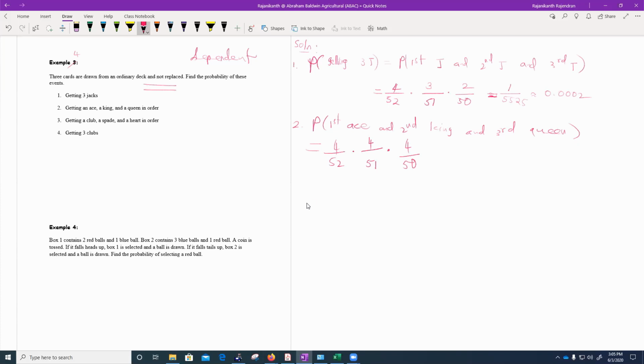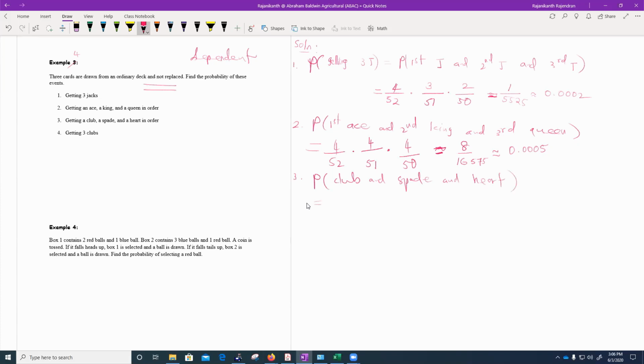Okay. So now simplify these. If you simplify, you should get 8 over 16,575. If you round this answer to four decimal places, it's going to be 0.0005. Very small probability again. Now, if you look at number three, what is the probability of getting a club the first time, a spade the second time, and a heart the third time?